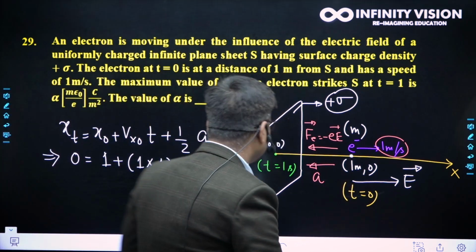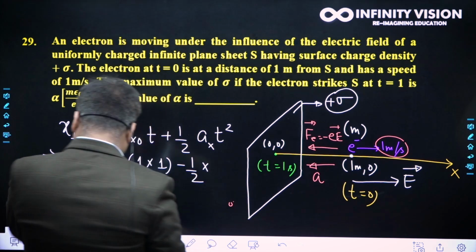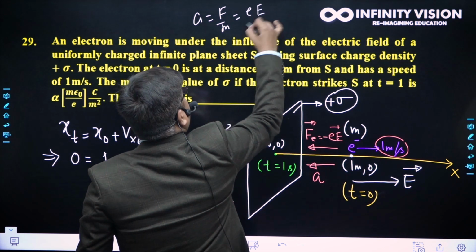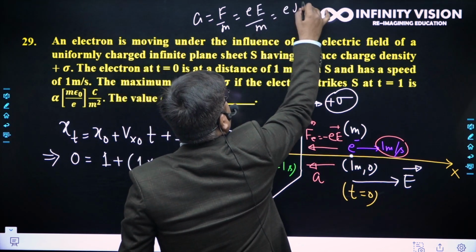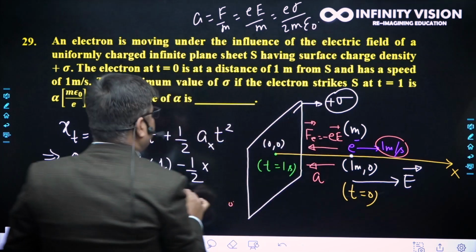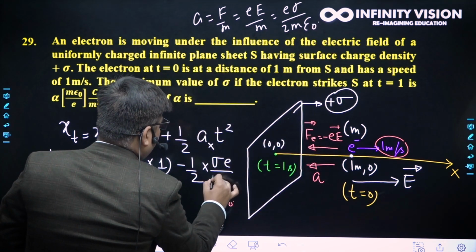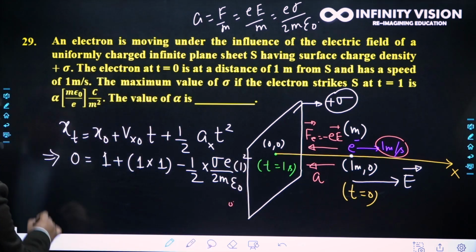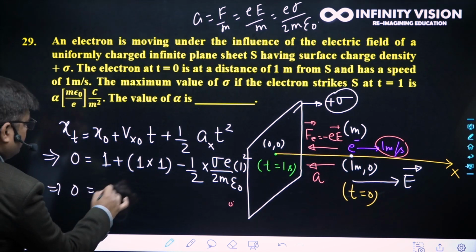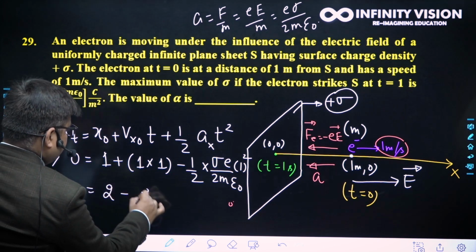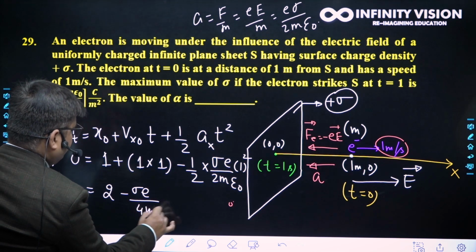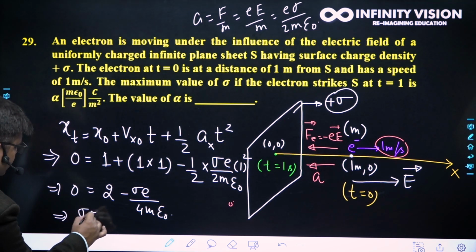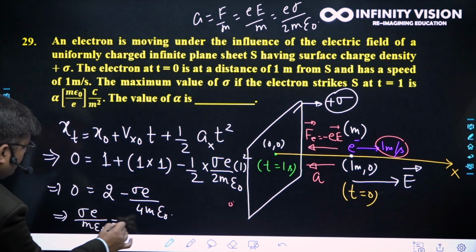will be using a negative sign. The expression for acceleration was F by m, that is eE by m, and that will be e sigma by 2m epsilon naught, with time 1 whole squared. So now if we solve this particular situation, 0 equals 1 plus 1 by 2 minus sigma e upon 4m epsilon naught, and from here we can see that sigma e upon m epsilon naught will come out to be 8.